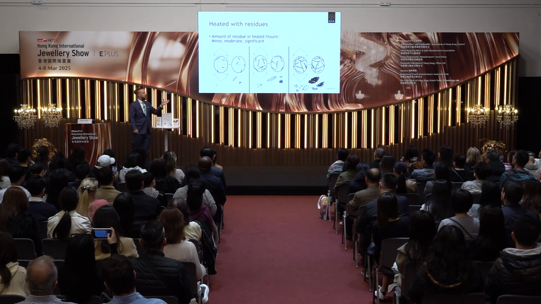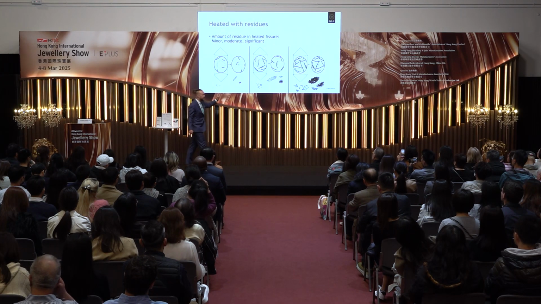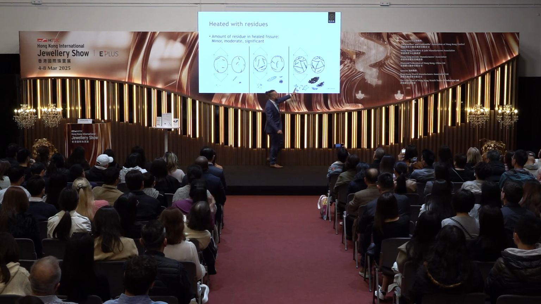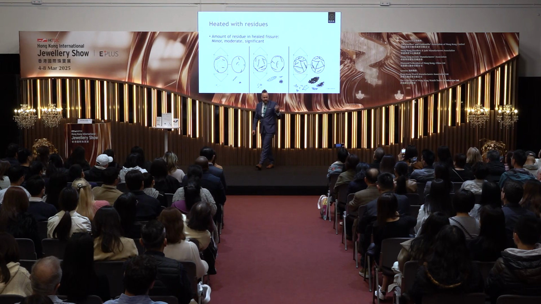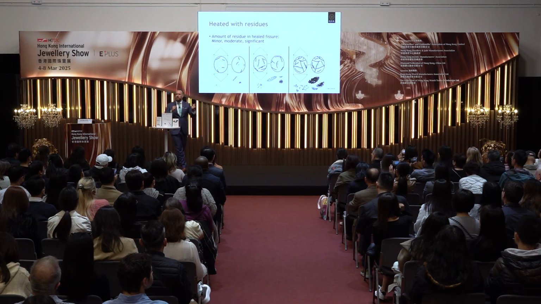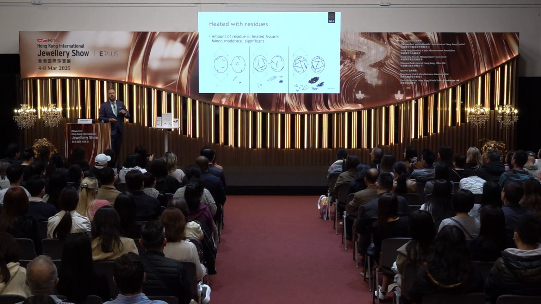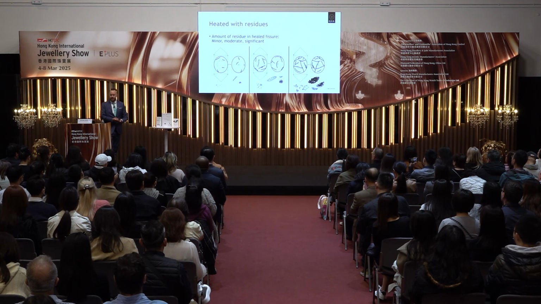And you can see some visual examples here, where there is some very subtle scarring on the left, but on the right we can see the scar is very big, very coarse. There's a lot of them out there. So that's the difference between that minor, moderate, and significant residue in the fractures of your heated ruby.